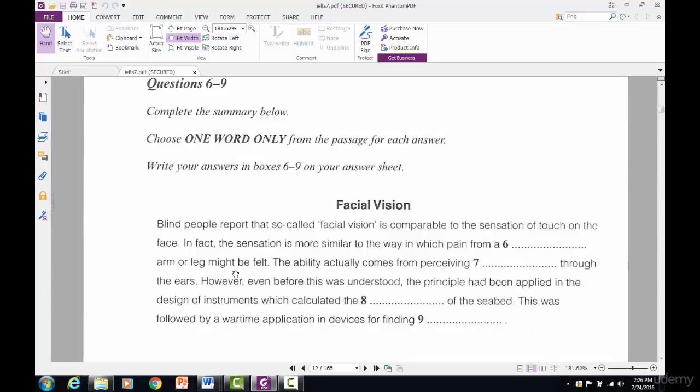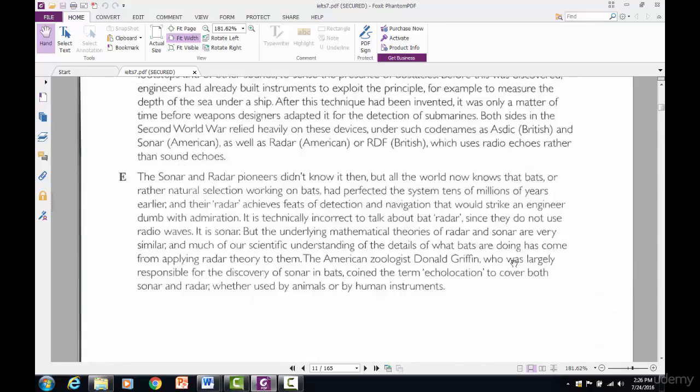Again, when you're doing fill the blank questions, and the summary is like a fill the blank question, pay attention to the language that's before and after the blank line, because that's what our answer is going to connect to. All right, number 7 says the ability actually comes from perceiving something through the ears. Key word here is ears, no synonym. Right, that's going to be easy to find. Perceiving something, whatever this is on the blank line, that comes through the ears.